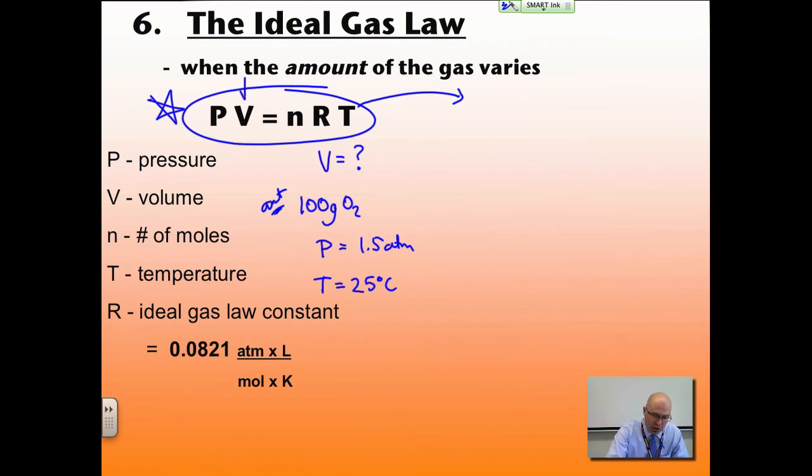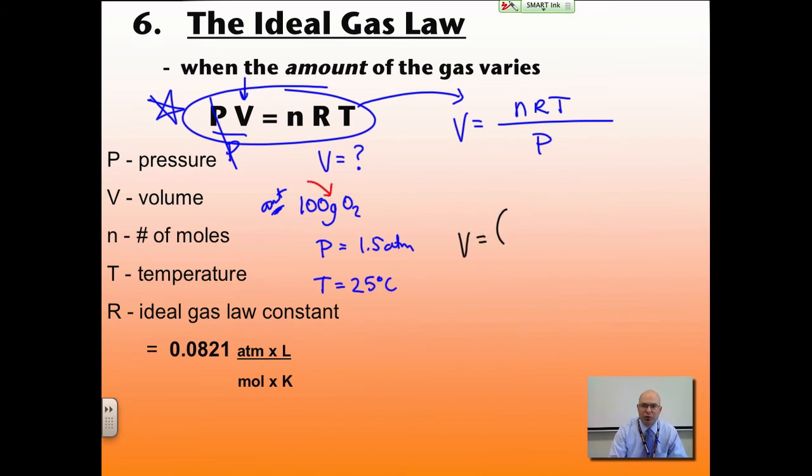So if I want to solve for V, I would just simply divide both sides by P. So V is nRT over P. There's my simple formula. Notice I'm now going to plug them in. N is the number of moles. I don't have that yet. I have grams of O2.